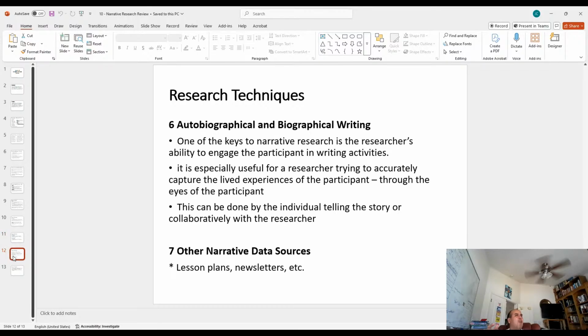Okay. You have autobiographical or biographical sketches, where one of the keys to the narrative research is to engage participants in writing activities, writing their stories, writing their biographies. It's useful, really, if you're trying to capture the story very accurately. And it can be done by individuals telling their story, or maybe even collaborating with the researcher on telling the story. Okay, and then others maybe lesson plans, newsletters, etc.